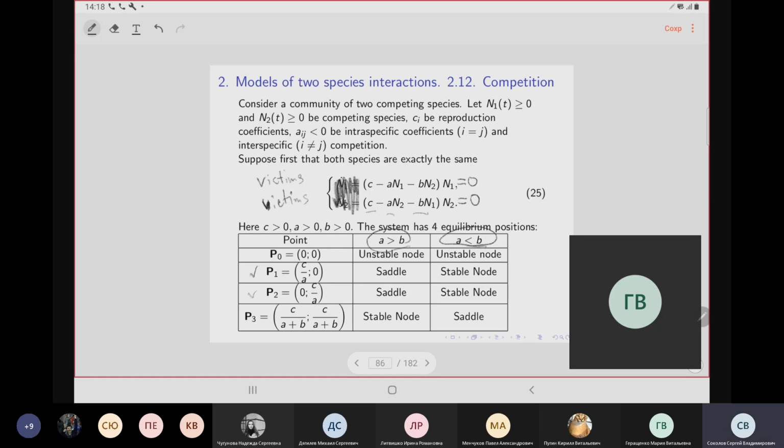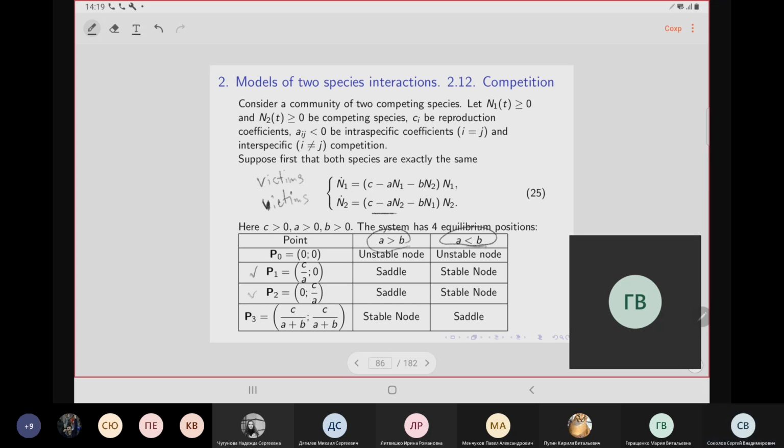Let's refresh our memories. What is A and what is B? Since in the equation in the right hand side we have n1 dot is negative A n1 square, it means that A reflects interspecific interaction and B reflects intraspecific interaction.